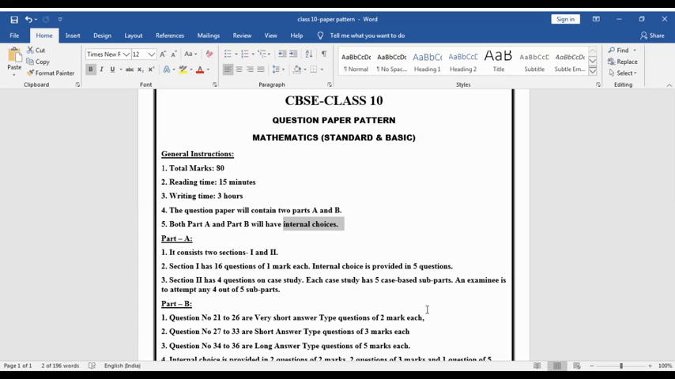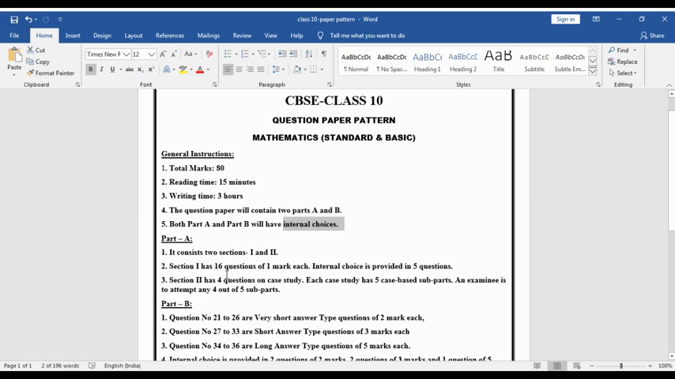As you all know, the total marks for the CBSE Class 10 paper will be 80 marks. There's a reading time given of 15 minutes and the total writing time will be 3 hours. The question paper will contain two parts, A and B, and both parts will have internal choices. Now, Part A will contain two sections.